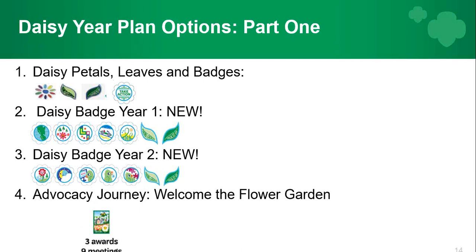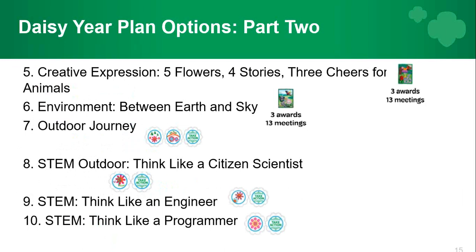The fourth choice of year plans is one of the original printed journeys, the Advocacy Journey, Welcome to the Flower Garden. You can also do that on Volunteer Toolkit, right? So you can do that in print, but you can also do it on Volunteer Toolkit. Then the Creative Expression one, 5 Flowers, 4 Stories, 3 Cheers for Animals, available on Volunteer Toolkit. The Environmental Journey, available in print and on Volunteer Toolkit, Between Earth and Sky.